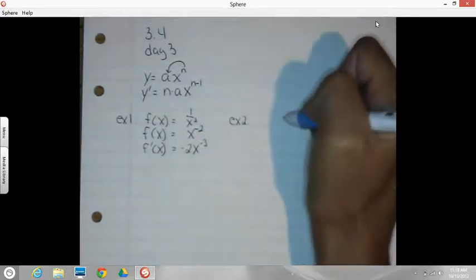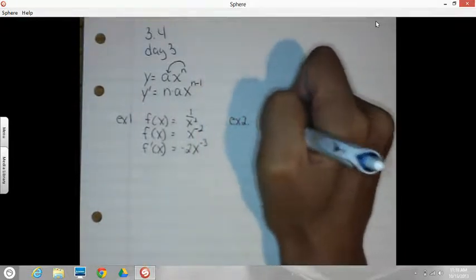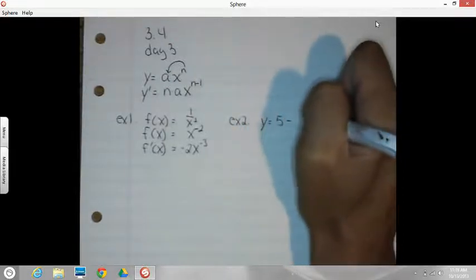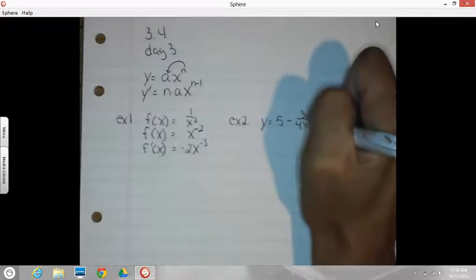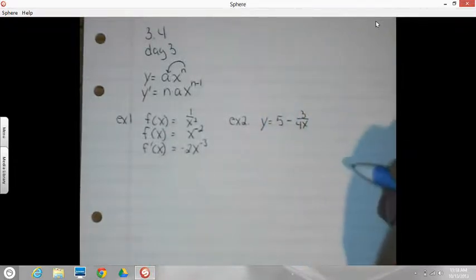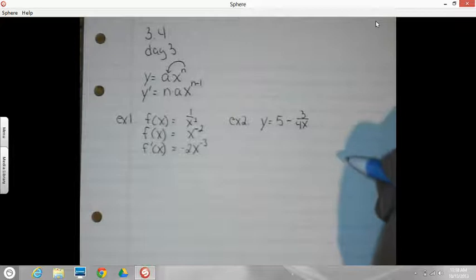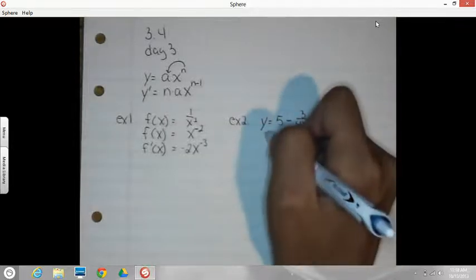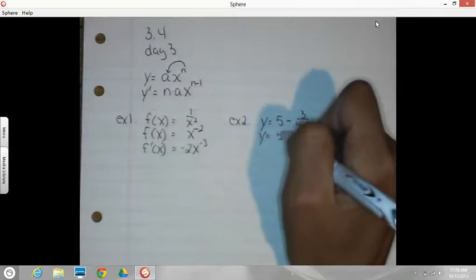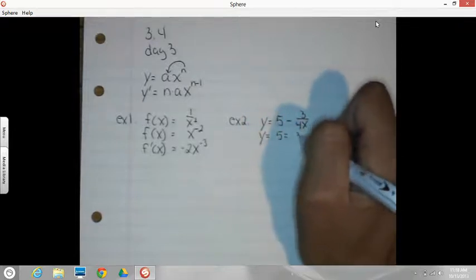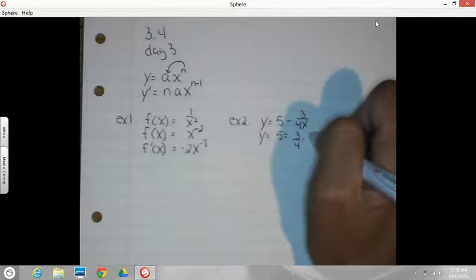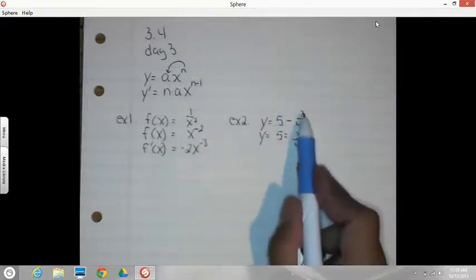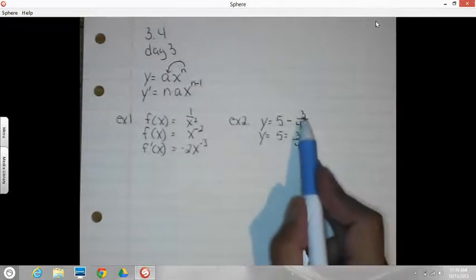Next one, something like this, 5 minus 3 over 4x. Okay, now here, again, it's only the x that's the problem here. The 4 in the bottom is fine. So you want to rewrite this, not derivative yet, as 3/4 times 1 over x. And if you take a look, if I multiply the 3 and 1 together, 4 and x, I get that fraction back, so I just kind of broke this apart.